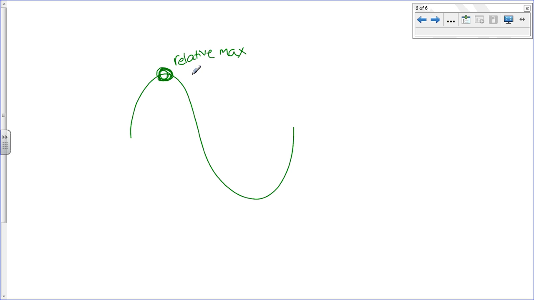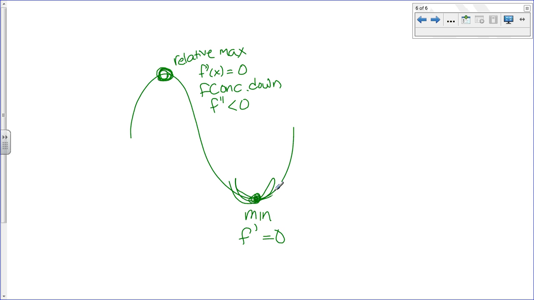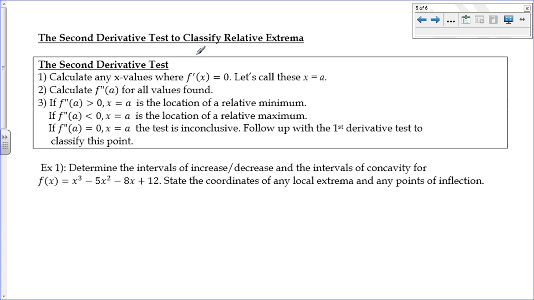Well, it's a relative max because f prime of x equals 0 or does not exist, and it bends downward. Wait, bends downward. What does that mean? Oh, yeah. That means that f is concave down, or that f double prime is negative. Down here, this is most obviously a relative min because f prime equals 0, but f bends up, which means f double prime is positive. Hence, the second derivative test is born.